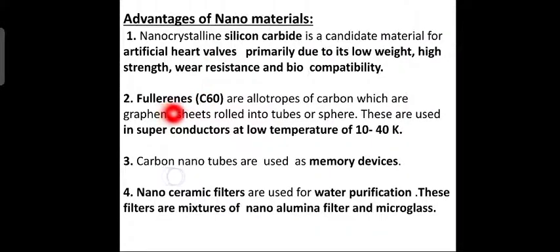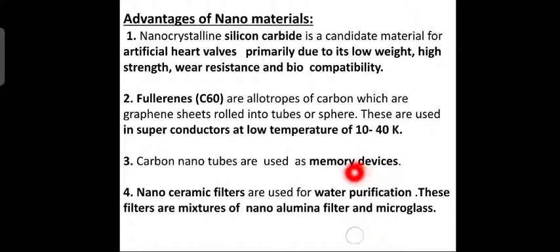Second one, fullerenes. In the manufacture of fullerenes, which is nothing but carbon 60, an allotrope of carbon, the material is converted into nanoparticle size. These are graphene sheets rolled into tubes or spheres. These are used as superconductors, by which you can attain a low temperature of 10 to 40 Kelvin. Third one, carbon nanotubes are used as memory devices. Fourth one, nano ceramic filters are used for water purification.